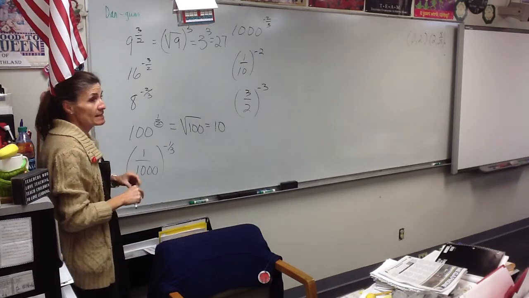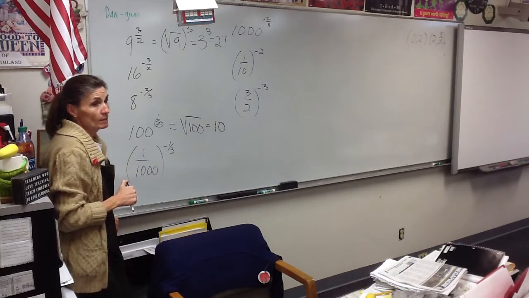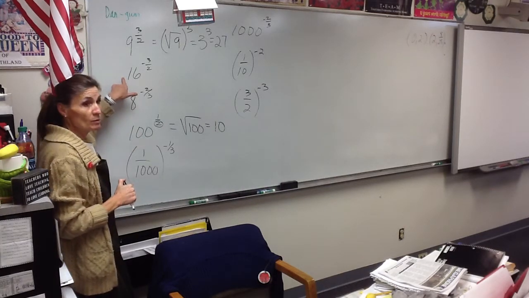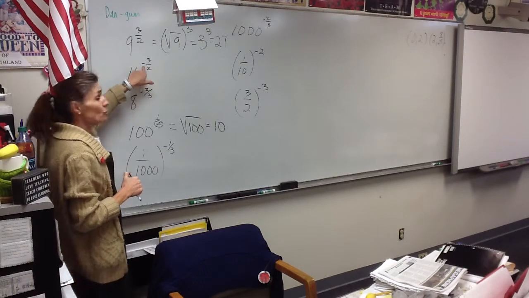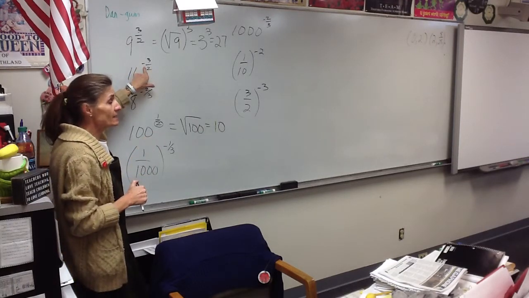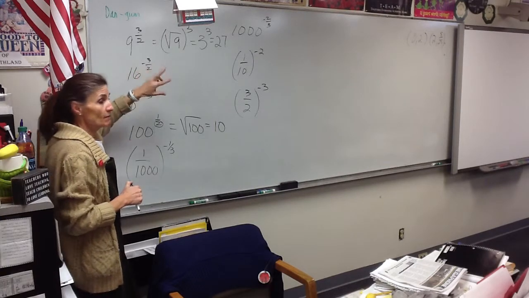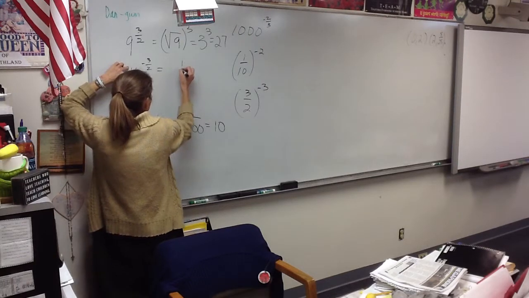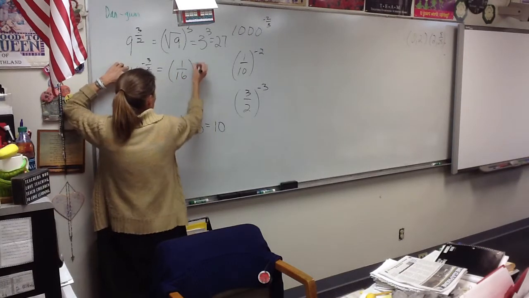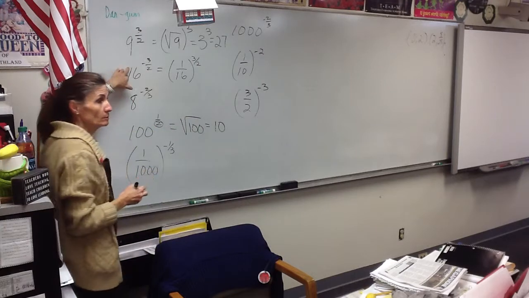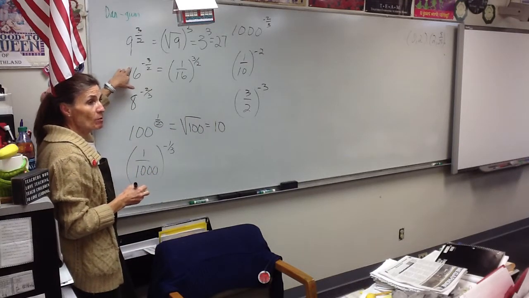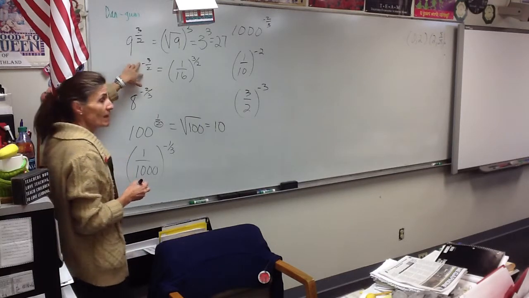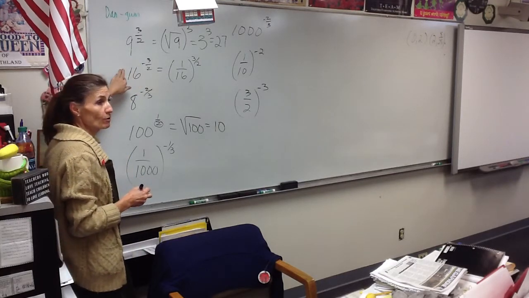All right, does anybody see anything else that you know how to do? Dan? If it's negative, then you flip the... This one? Yeah. When you raise something to a negative power, it gives you the reciprocal. So this is the same as 1/16 to the positive 3/2 power. Negative exponents flip you. So when you see a negative exponent, it becomes 1 over.